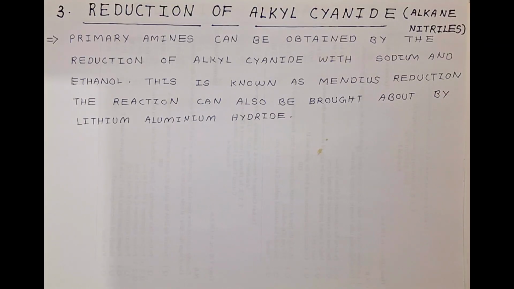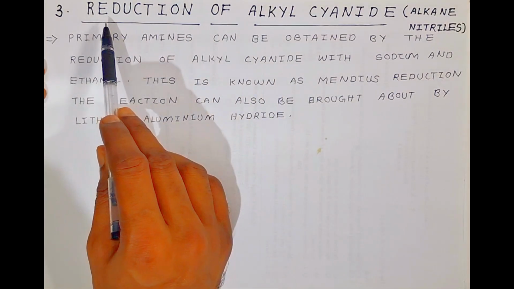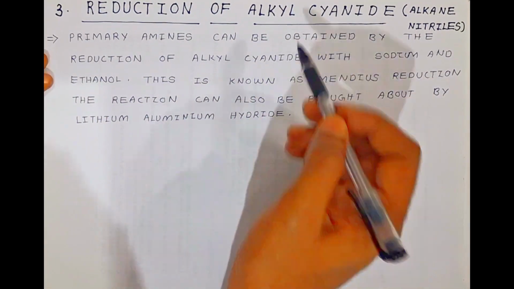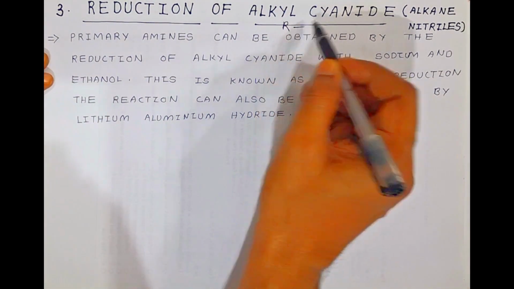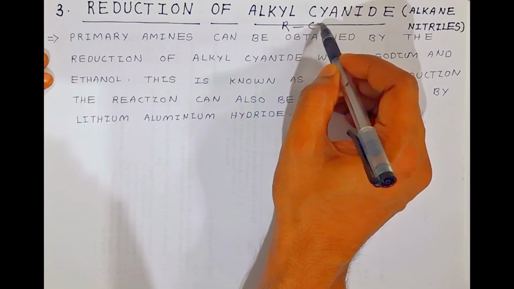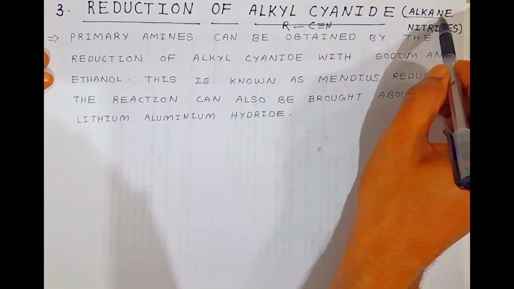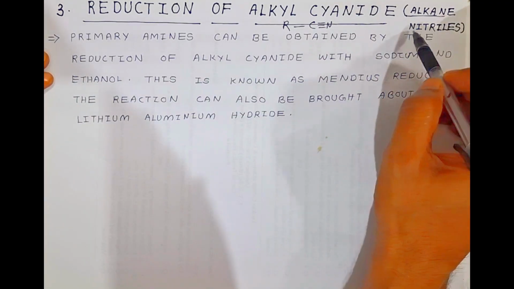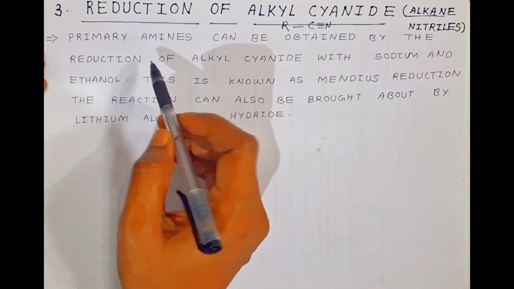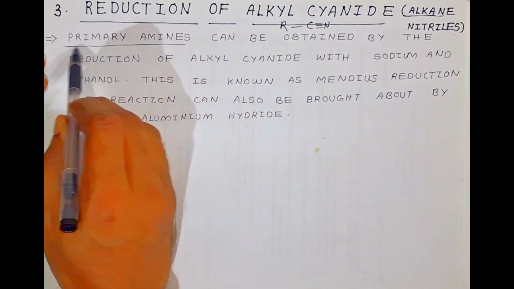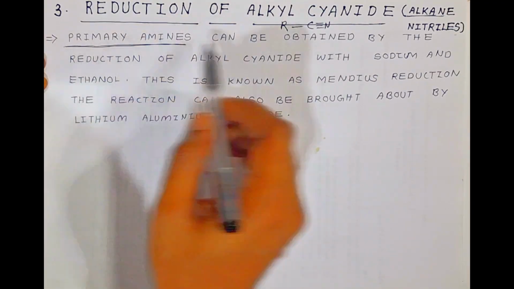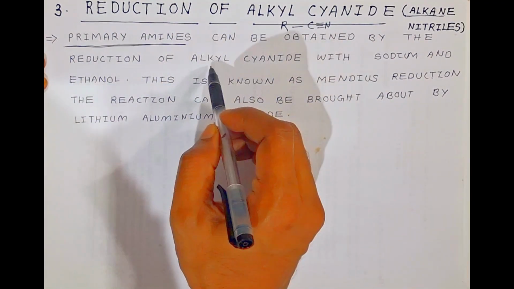compounds. The preparation that we are going to see now is called reduction of alkyl cyanide. Alkyl stands for R, and cyanide we write as carbon with a triple bond to nitrogen. This is alkyl cyanide, or we can also say alkane nitriles. Alkyl cyanide is also called alkane nitriles. Now, students, here also we are going to prepare primary amines. Primary amines can be obtained by reduction of alkyl cyanide.